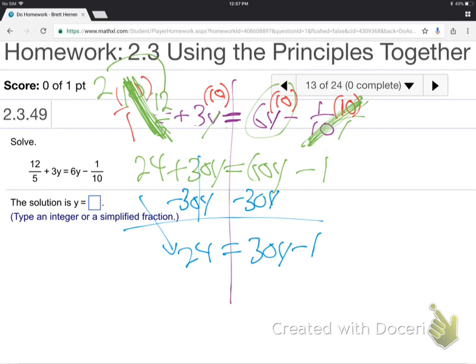Good to there. What's next? y wants to be alone. So we add 1. Remember, you're going to the letter y. He said, I want to be alone. So 30y is 26. Last step to get y alone. Oh, 25. I was testing you. Good.